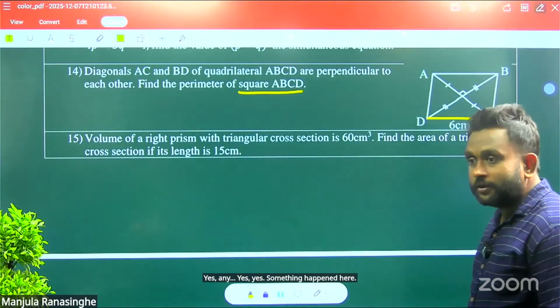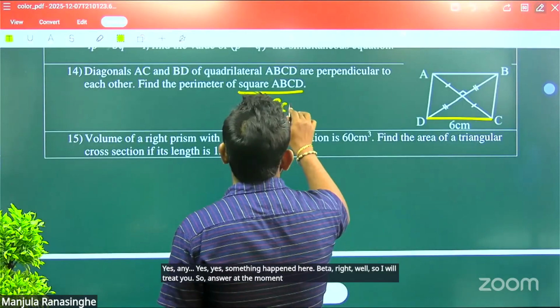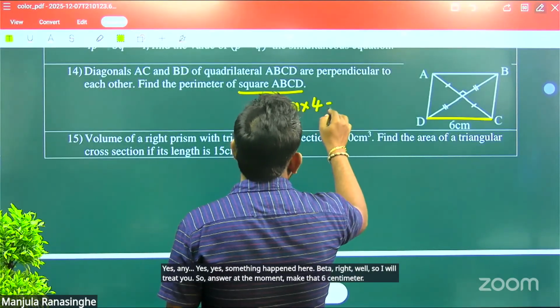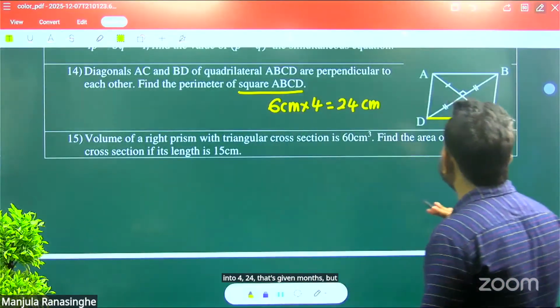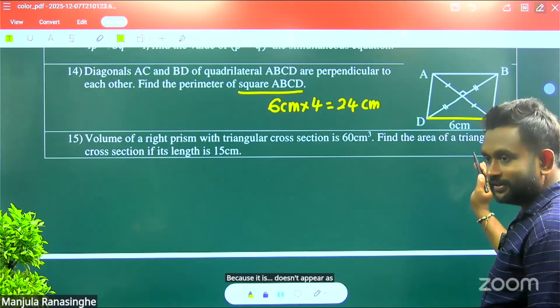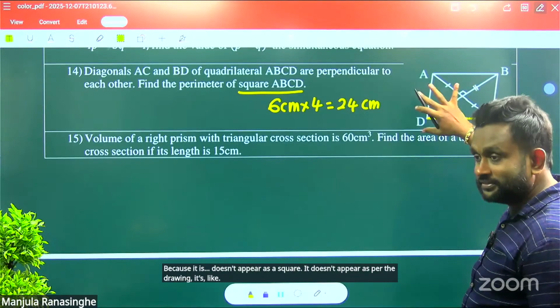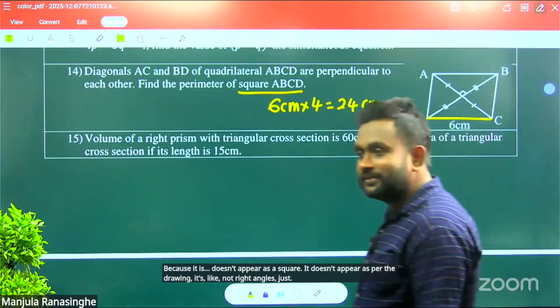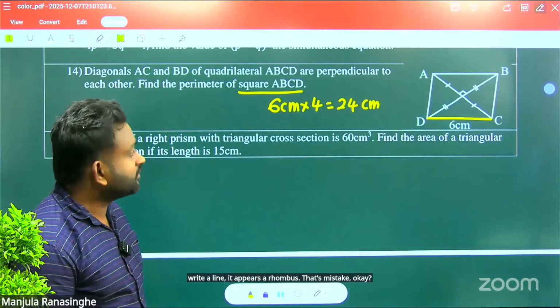Better, right. Well, I will teach you. So the answer at the moment is 6 centimeter into 4, 24. That's given marks. But an error happens here because it doesn't appear as a square. It doesn't appear so as per the drawing. It's not right angles, just a right line. It appears as a rhombus.